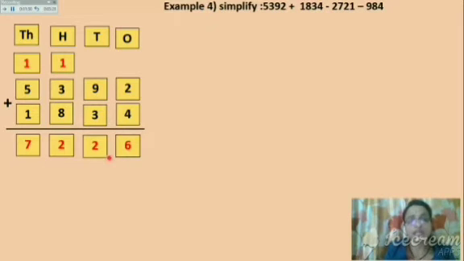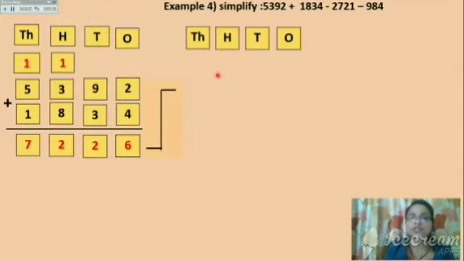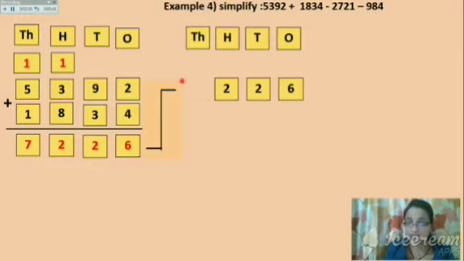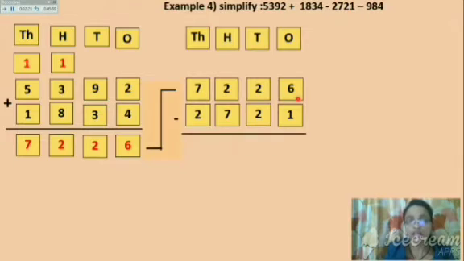Whatever answer we got here, the same we will carry forward to the next step as the first number. So arrange the places first. What answer did we get in the first step? 7226. We copy 7226 as the first number here. Next, minus or plus? Minus, so we have written minus. Now the third number is 2721, so copy it as it is. Because of minus, we will now do subtraction.